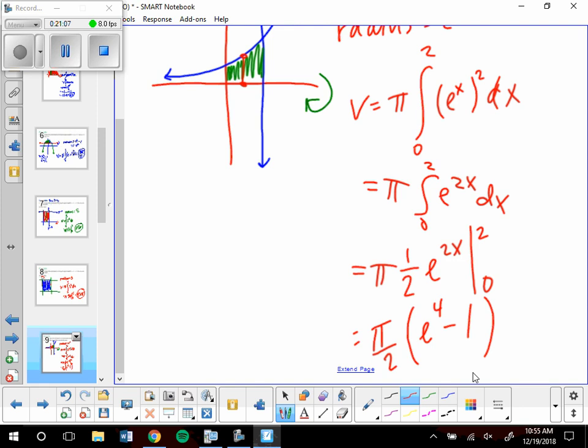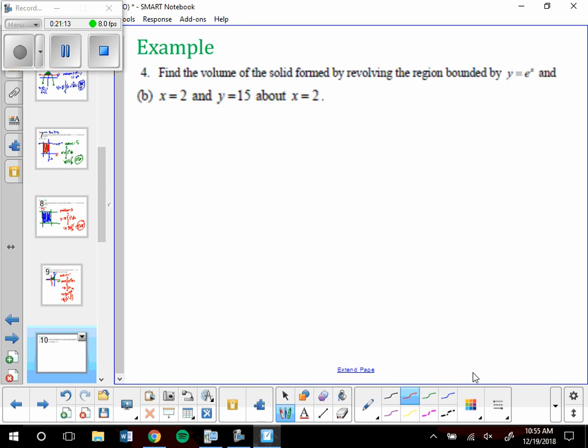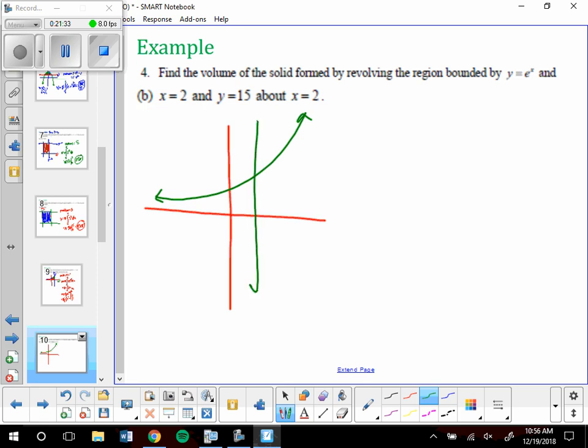Questions on that? And last disk. Find the volume of the solid formed by revolving the region bounded by y equals e to the x, and x equals 2, y equals 15. So we still have e to the x, we still have x equals 2. And then we have y equals 15, which is going to be somewhere up here. This is not really the scale. Do you see what area? Yeah, this area right here.